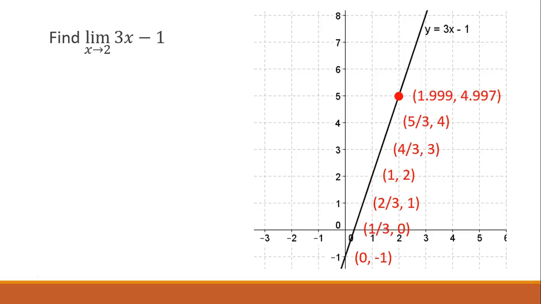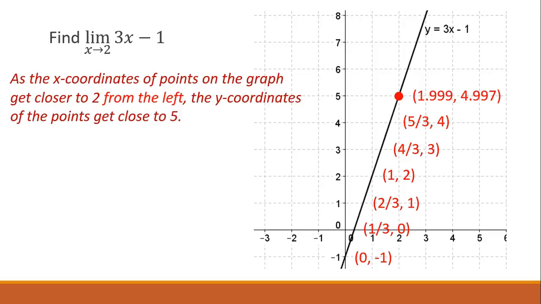What you can see is that as the x-coordinates get very close to 2 from the left side, the y-coordinates are getting very close to 5. So the way we would write that is this. The limit as x approaches 2 from the left, notice the little minus sign just above and to the right of that 2, of 3x minus 1 equals 5. All we're saying is that when we look at points on this graph that have x-coordinates just a little bit less than 2, the y-coordinates of those points are getting very, very close to 5.